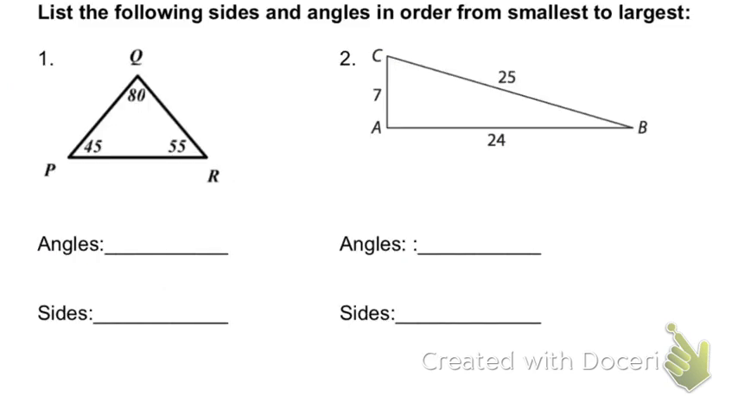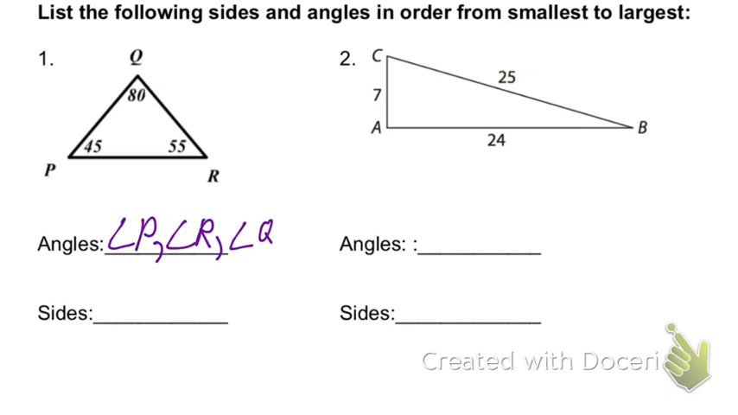Okay. So we're going to list the following sides and angles in order from smallest to largest. On number 1, what's their smallest angle in this triangle? Seth, what is their smallest angle? Angle P. Ryan, what is our next smallest angle, the medium angle in number 1? Angle R. Very good. And Bailey, what angle does that leave for our biggest angle? Angle Q. Very good.